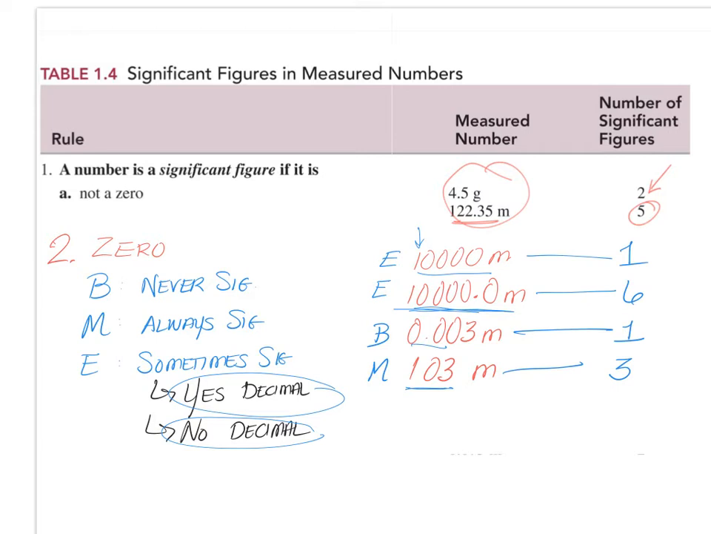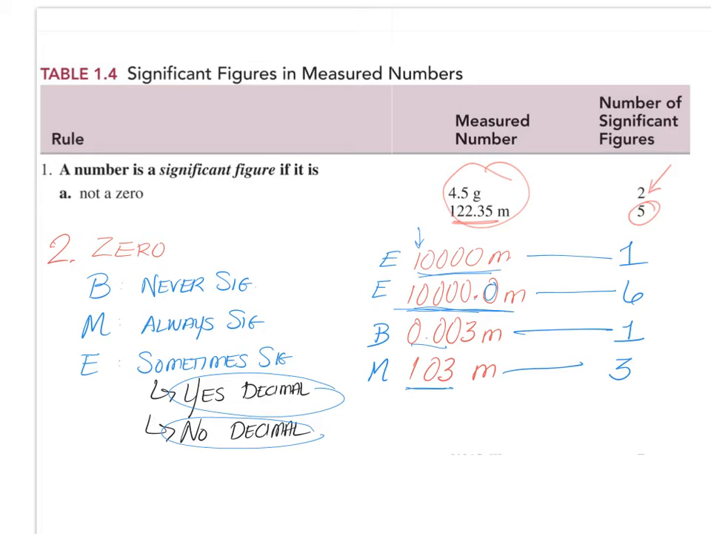Well, here's the deal, guys. 10,000 with the decimal and the zero, you're telling me you measured whatever it is, it's a really long distance or length, but you measured it with such certainty that you put a decimal and a zero. You know it's exactly 10,000 meters, and you measured it. That's why all six digits are significant. But if you just tell me 10,000 meters, all you're telling me is it's approximately in the ballpark of 10,000 meters. You don't tell me if you're above, below, you're just kind of in the ballpark.